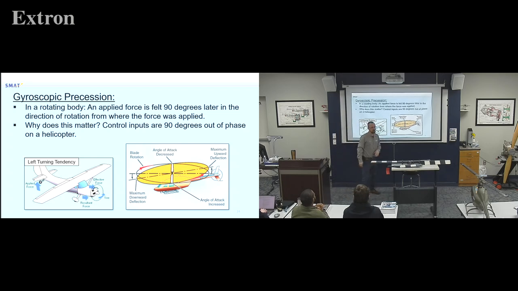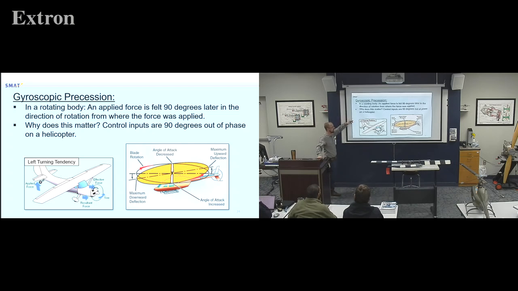Anyway, on a helicopter, the force is applied at 90 degrees. So if I want the blade to go up, force is applied here, but it doesn't affect it until here. What does that mean? That doesn't make any sense. So for gyroscopic precession, the effect will be felt 90 degrees after the force is applied. If it's applied here, it'll be felt here. If it's applied here, it'll be felt here.